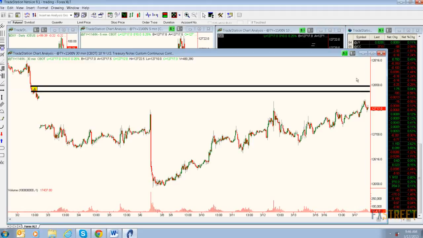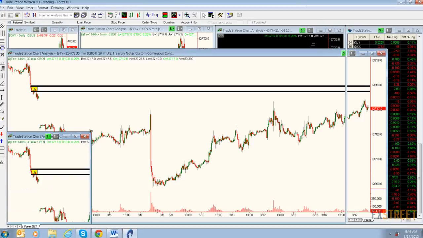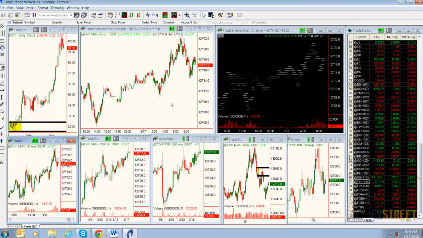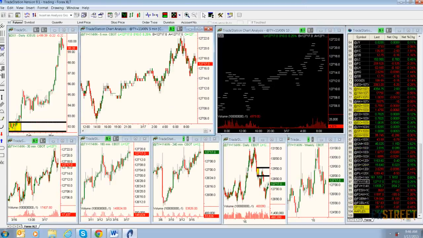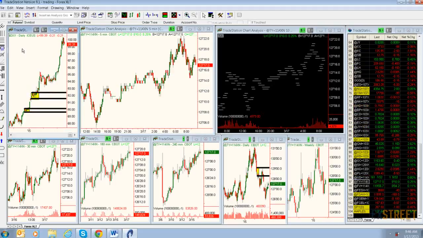Does that make sense? Remember, when you get this right, you're trading like an institution. That's the whole goal of this. You're shorting the buy stops, selling the buy stops, buying the sell stops, just like a bank or institution.